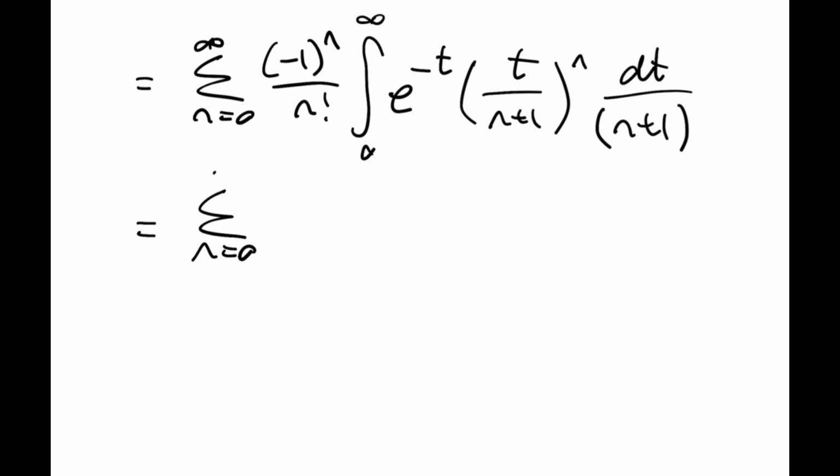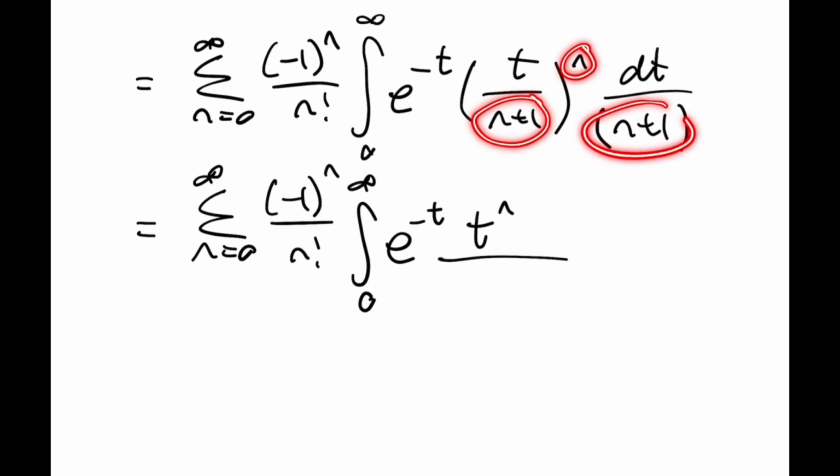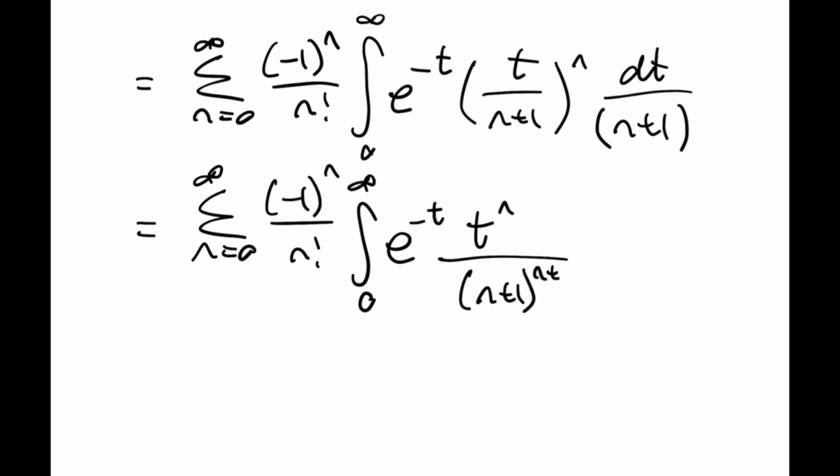That was an awful infinity sign. There we go. So we've got the sum from n is 0 up to infinity of (-1)^n over n factorial times the integral from 0 to infinity of e to the power of -t times t to the power of n over, so we're going to have n plus 1 to the power of n, but then we're timesing it by n plus 1 again. So that's going to add 1 to the power. So we're going to have n plus 1 to the power of n plus 1 here, dt.